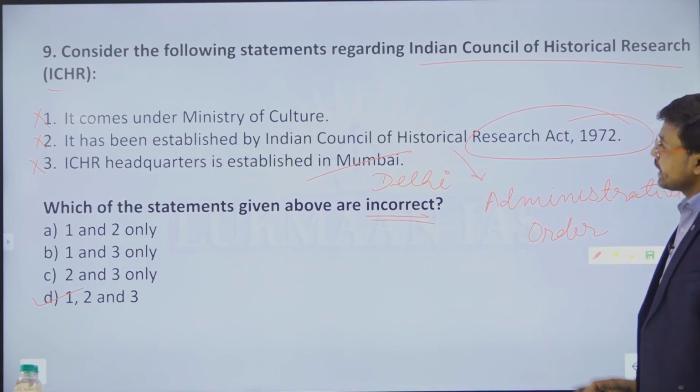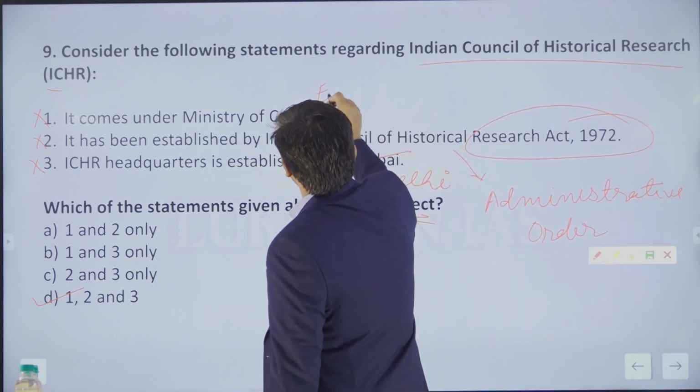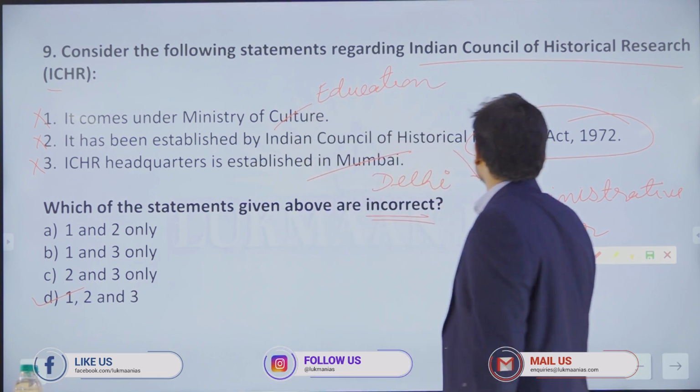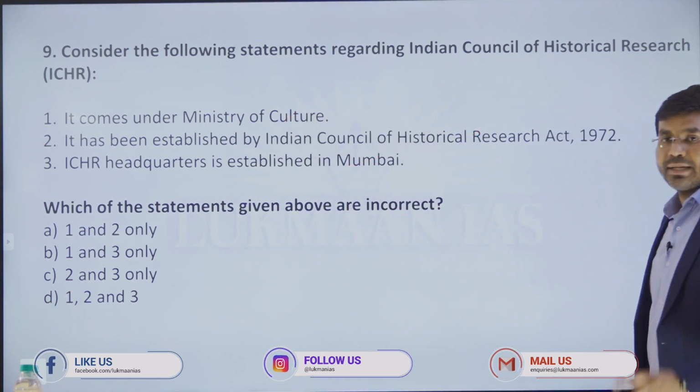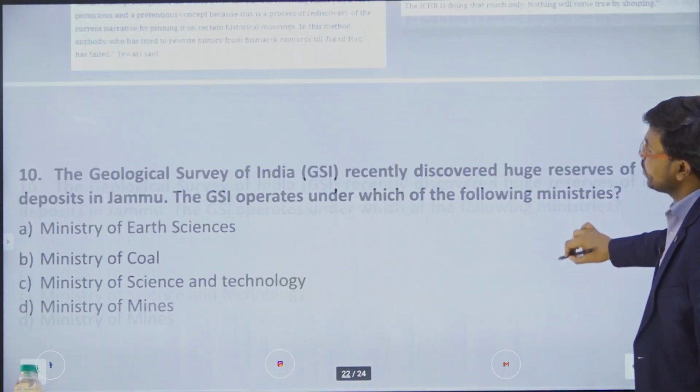Indian Council of Historical Research. It is not Ministry of Culture, it is Ministry of Education. The correct answer would be Ministry of Education. Then the last question, question number 10. We are just going to look into this question.